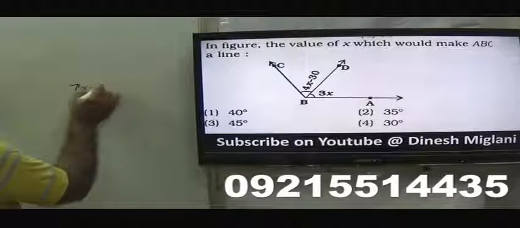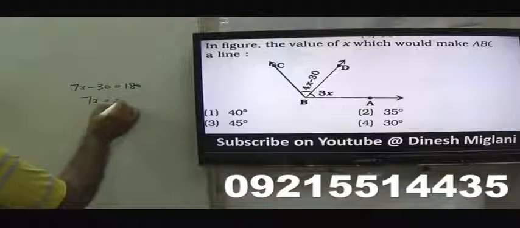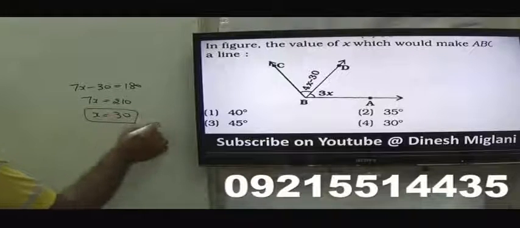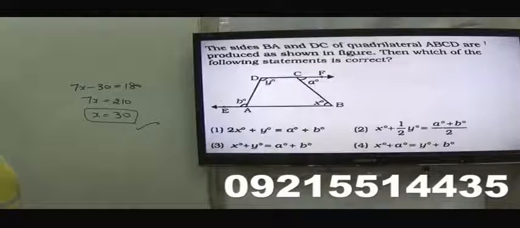Let us say 7x minus 30 equal to 180. From here I can say 7x equal to 210 or x equal to 30. Right? The answer is when we take x equal to 30 degrees, in that case ABC will become a line because sum of the angles on a line is always equal to 180. Let us have the next question here.